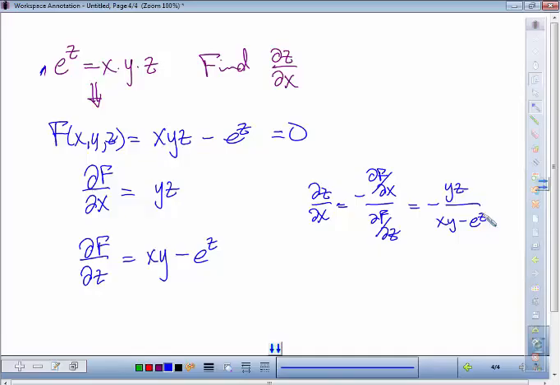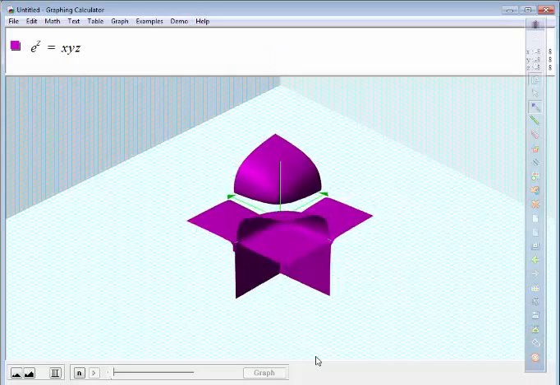What does that mean? I don't know. It's just a derivative. Well, if you really want to know what that means, it might be nice if we have a picture of it.